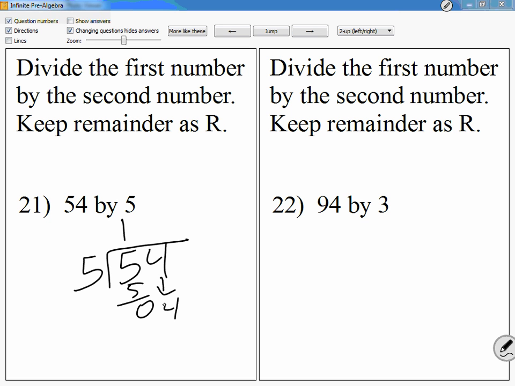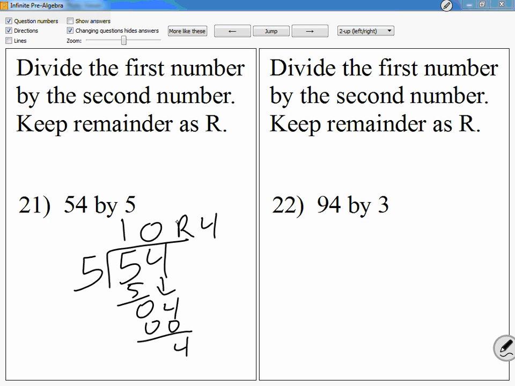Remember, every time we drop the number, we have to do the division. So how many times does 5 go into 4? 0. 0 times 5 is 0. So I have a remainder of 4. I don't have any more numbers to drop. So this is my remainder, 4. So I'm just going to come and say remainder of 4.